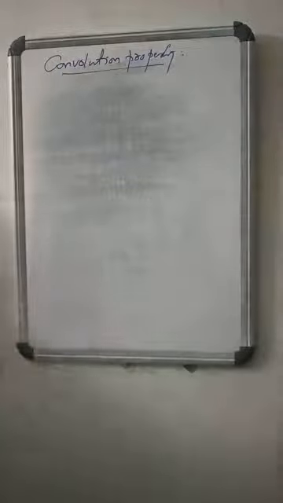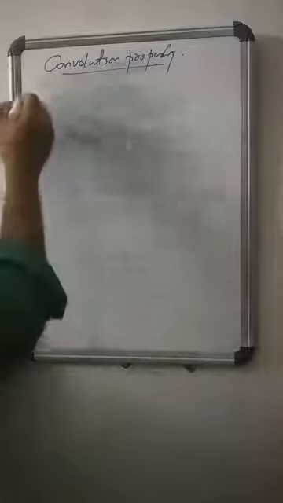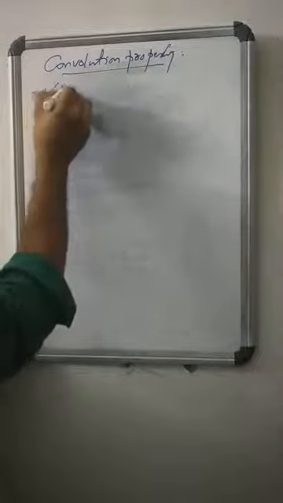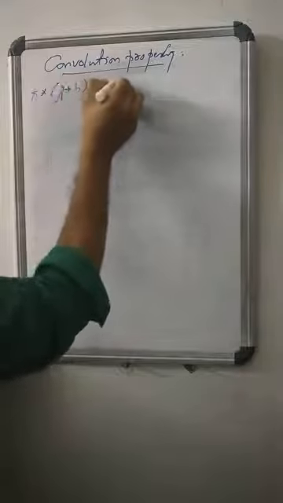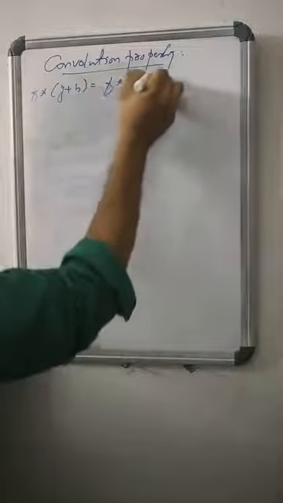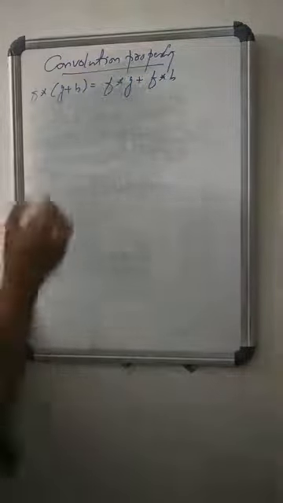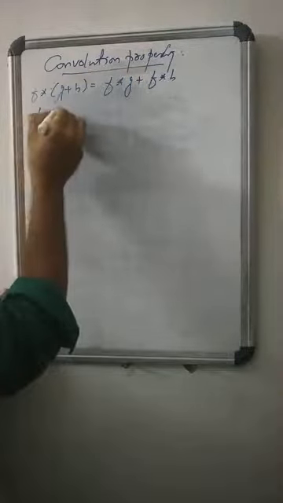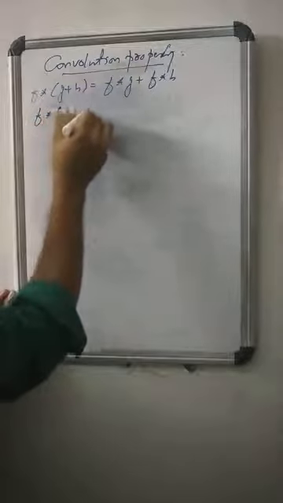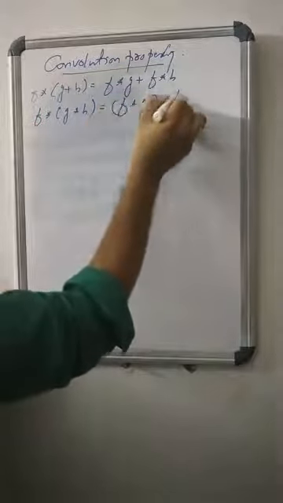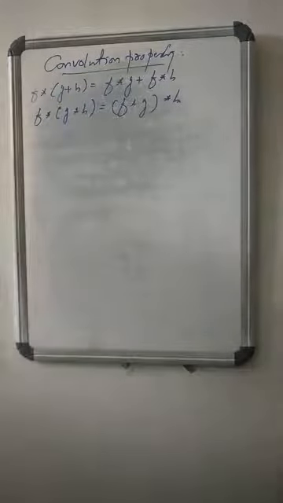What is the distributive property? If f, g and h are any three functions, then f star (g plus h) equals f star g plus f star h. That is the distributive property. What is associativity? f star (g star h) equals (f star g) star h. This is the associativity.